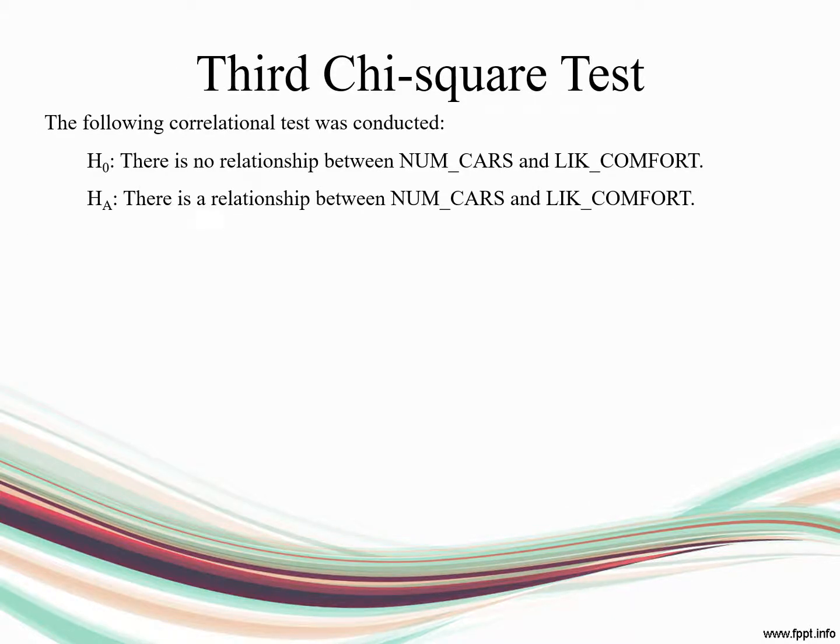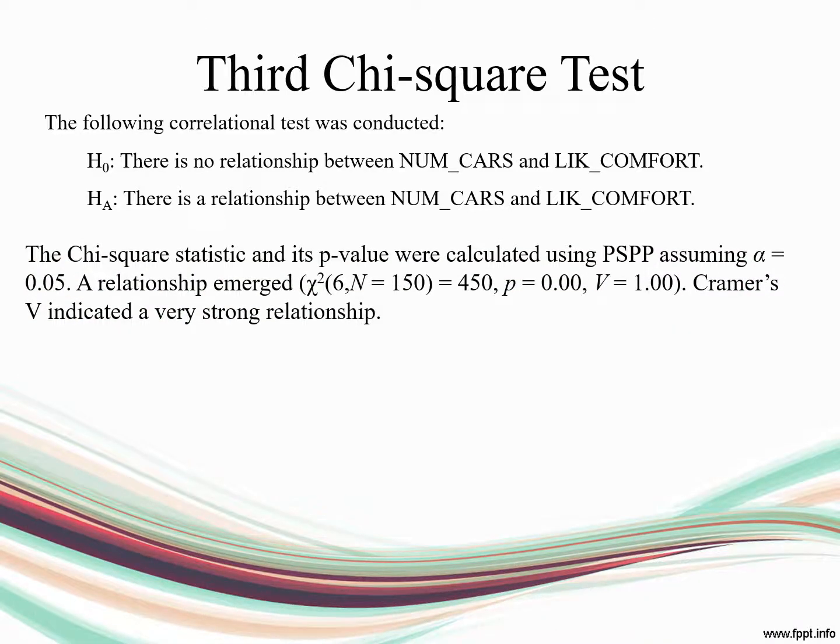The third chi-square test. The following correlation test was conducted. The null hypothesis was there is no relationship between number of cars and light comfort. The alternative hypothesis was there is a relationship between number of cars and light comfort. The chi-square statistic and its p-value were calculated using PSPP, assuming alpha equaled 0.05.